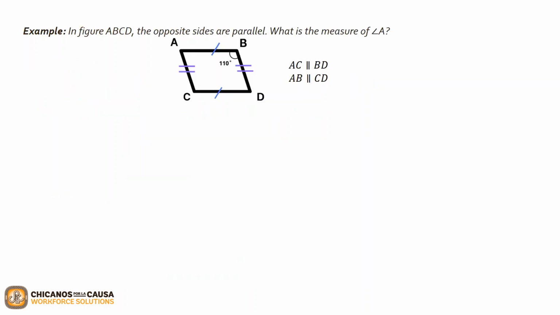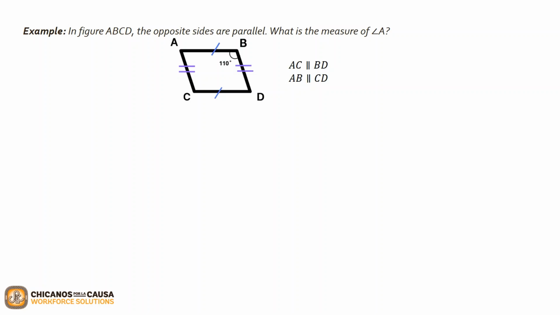For this example, we are going to find the measurement of angle A. So this figure is A, B, C, and D, and it's telling us that the opposite sides are parallel. So AC is parallel to BD, and then AB is parallel to CD. We are also given a measurement of angle B, which is 110 degrees.